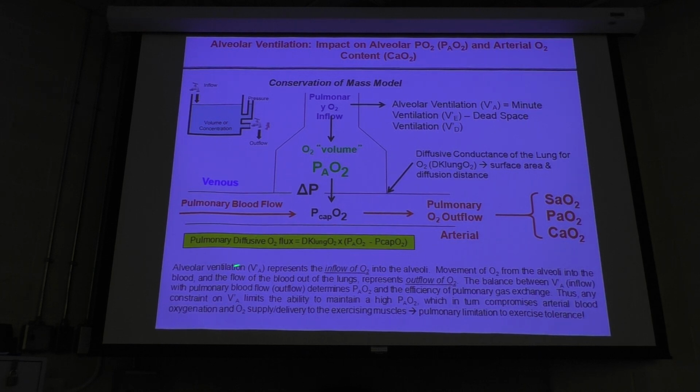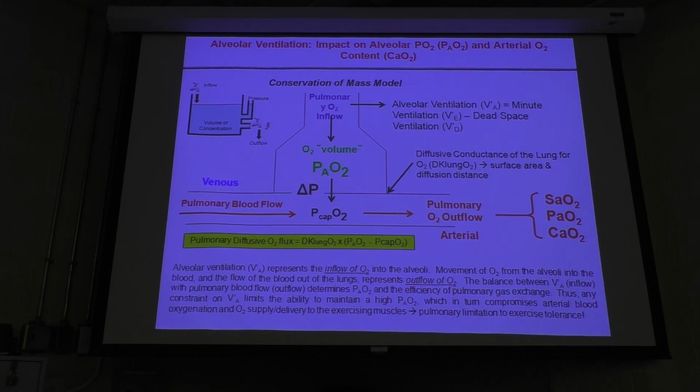And so, again, pulmonary diffusive oxygen flux is equal to the diffusive conductance of the lung divided by the driving pressure. So as it states here, alveolar ventilation represents the inflow of oxygen or fresh gas into the alveoli, while movement of oxygen from the alveoli into the blood, and the flow of the blood out of the lungs represents outflow. The balance between alveolar ventilation or inflow and pulmonary blood flow outflow will ultimately determine the alveolar PO2.